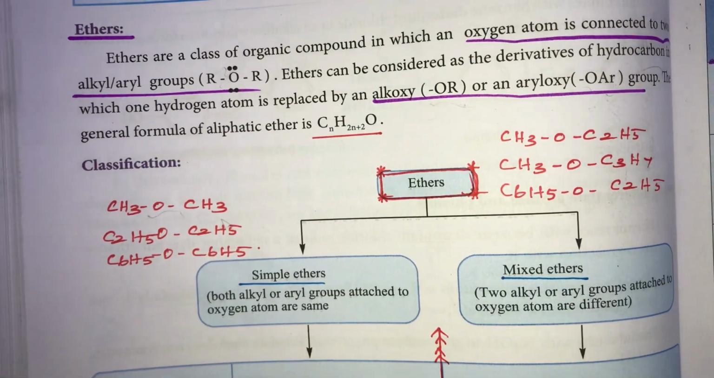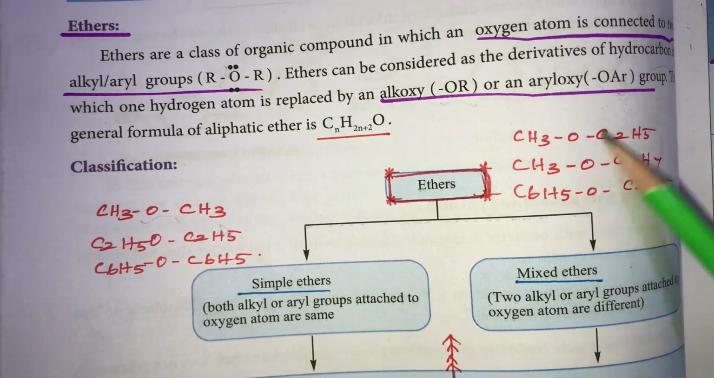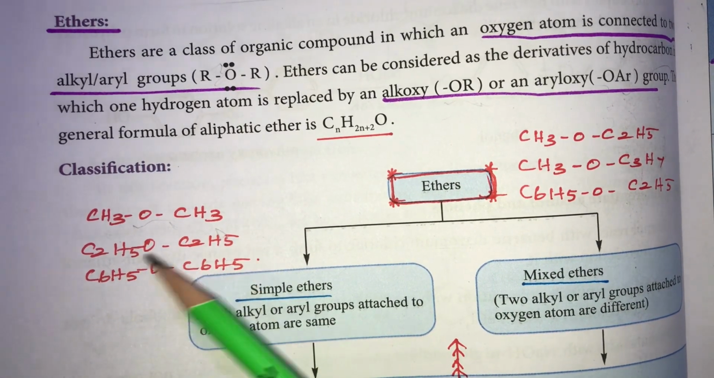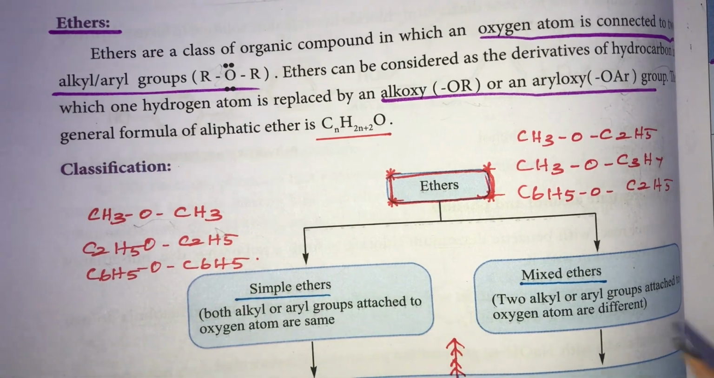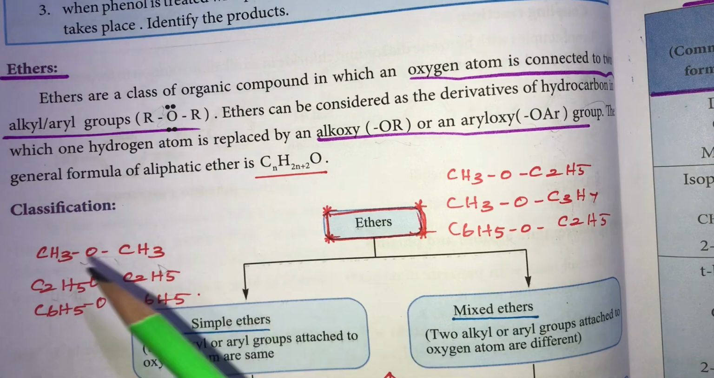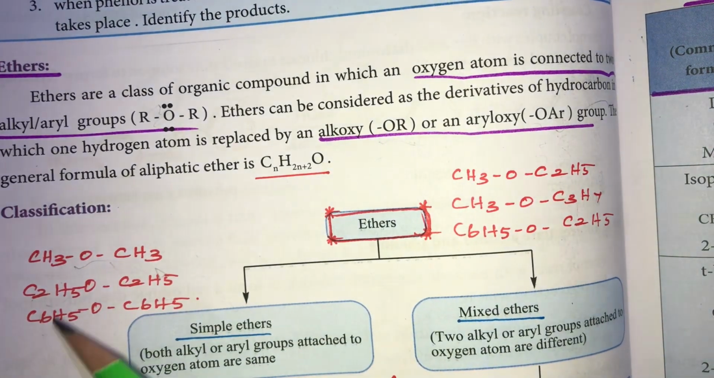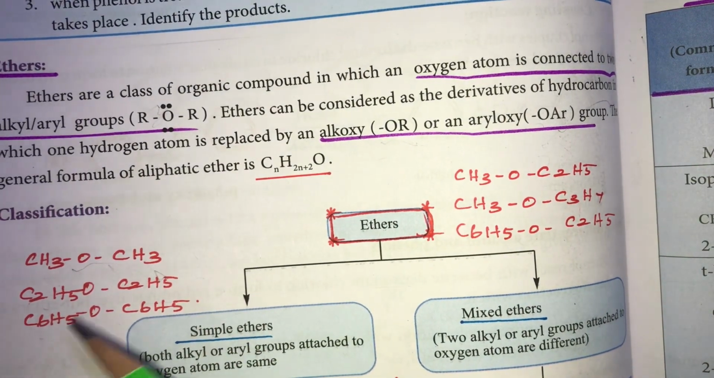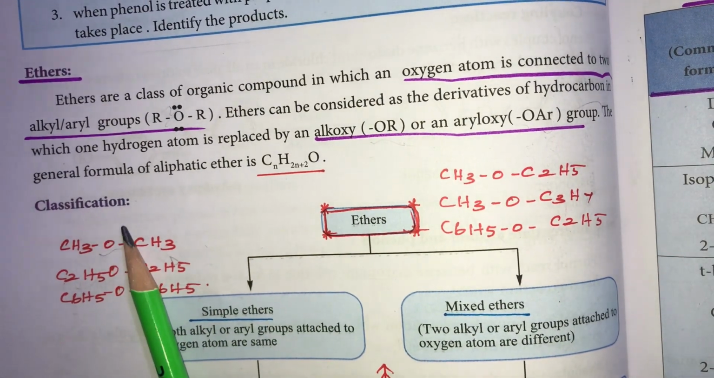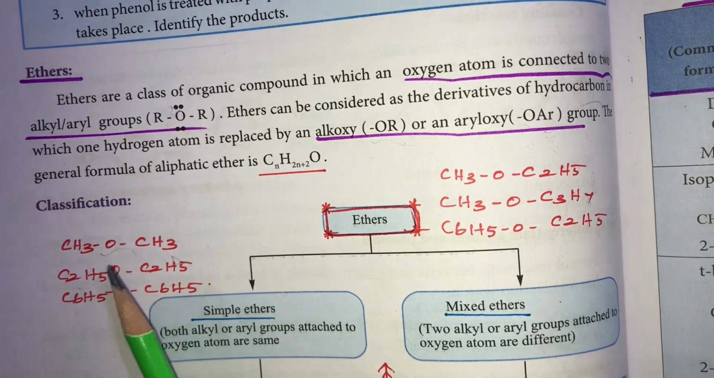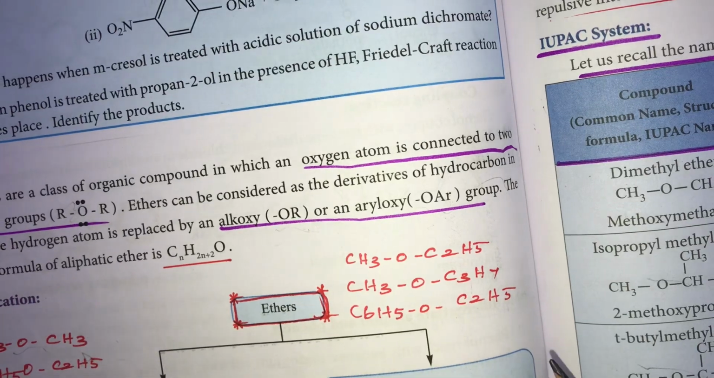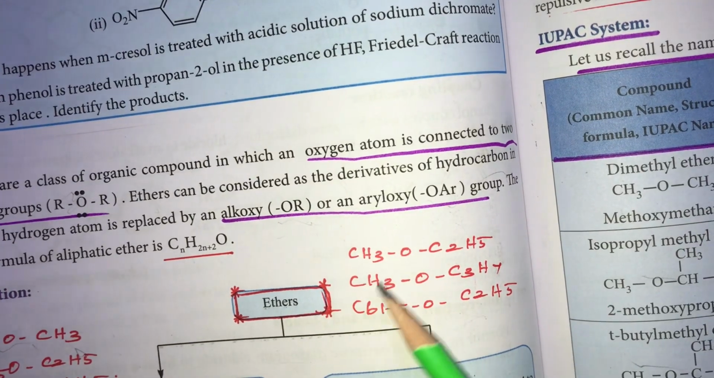Ether classification: simple ethers and mixed ethers, based on the groups on either side of the oxygen atom. If similar groups are present on either side of the oxygen atom, they are called simple ethers. If different groups are present on either side of the oxygen atom, they are called mixed ethers. Examples of simple ethers are dimethyl ether, diethyl ether, diphenyl ether, otherwise named methoxymethane, ethoxyethane, phenoxybenzene.